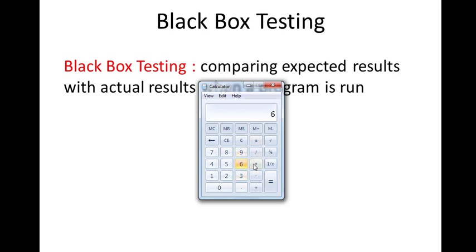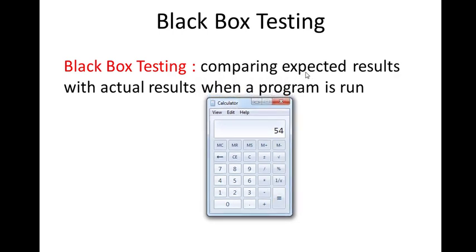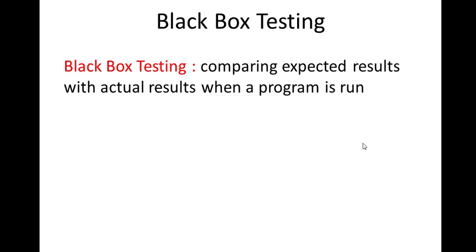I'll try some other value like 6 multiplied by 9 should give me 54, and let's see if this is working that way also. So this is how black box testing is done. You compare expected results, so this is what you're expecting, with actual results when the program is run. Okay, let's move on. Let's go on to white box testing.